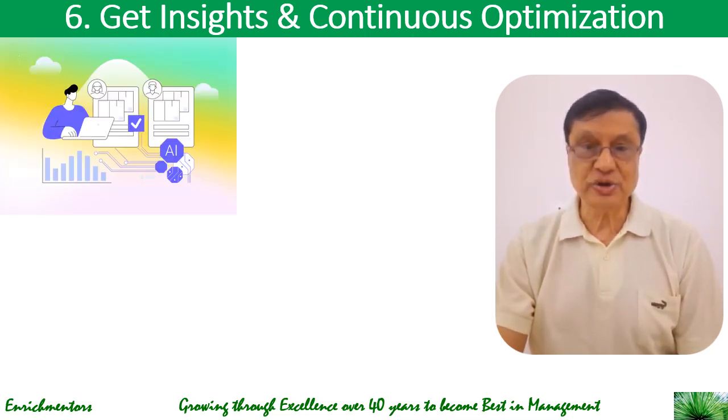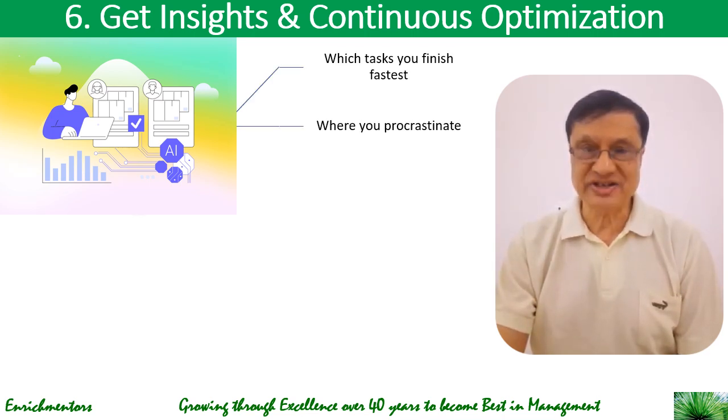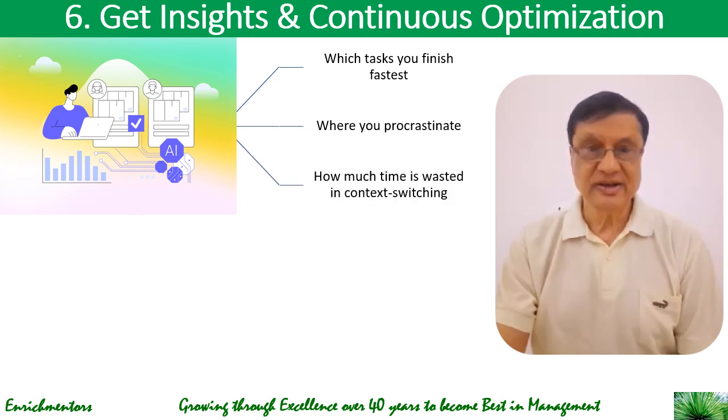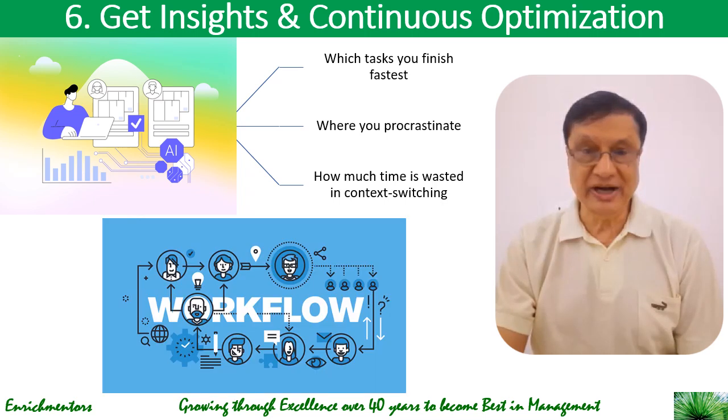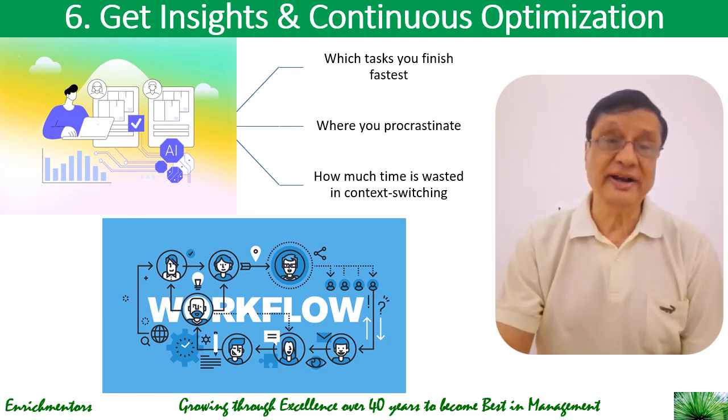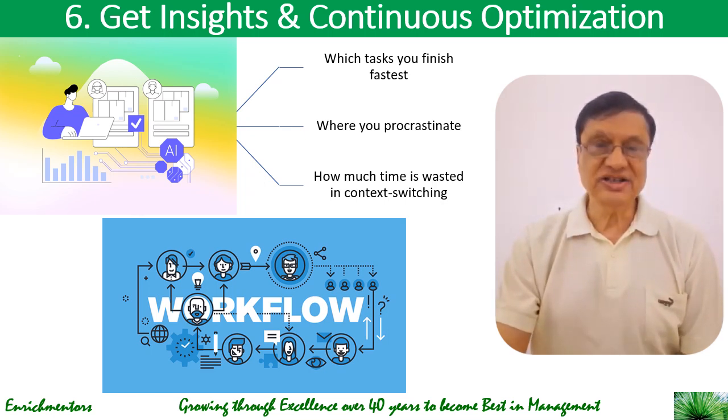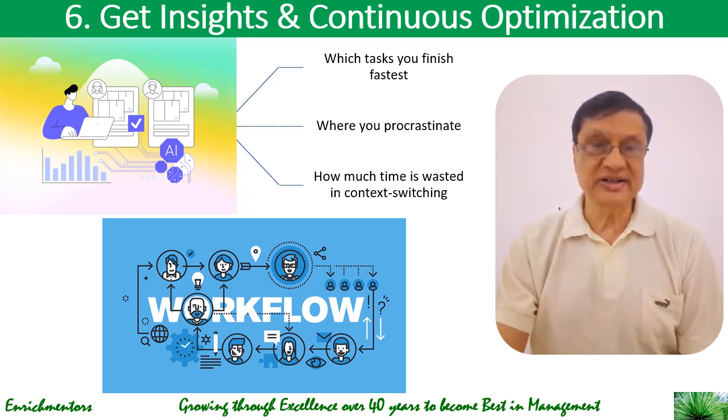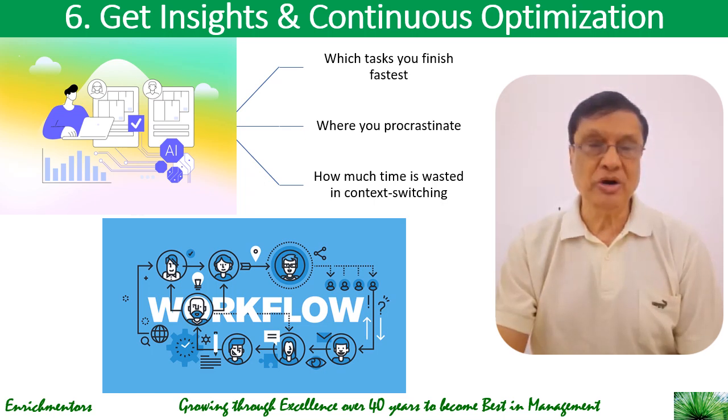AI analyzes your task patterns. Which tasks do you finish fastest? Where do you procrastinate? And how much time is wasted in context switching? So it will get insights like this. And then it will recommend better workflows for you, like batch mails at 4 p.m. instead of scattered throughout the day, for example. So, like this, it can continuously optimize with the insights it can keep generating about your preferences and habits and things like that.